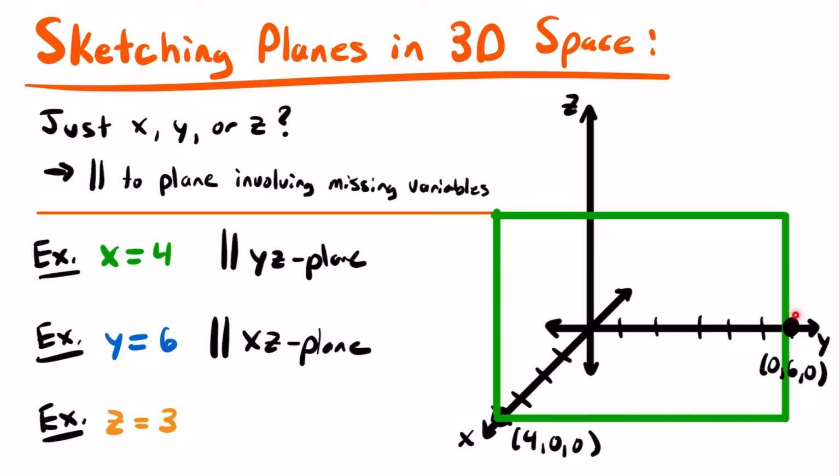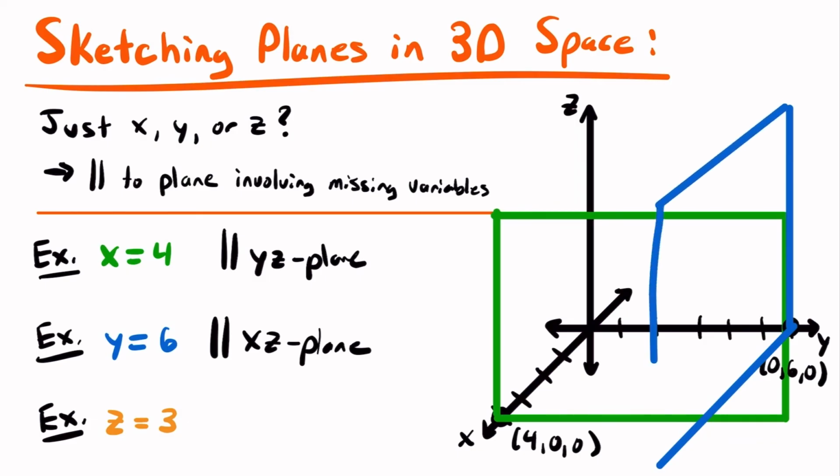Our plane cuts through that point and is parallel to the xz plane, which means it's parallel to both the x and z axes. So to sketch that plane, we will draw lines from that intercept that are parallel to the x-axis and z-axis, and then connect those lines. Okay, that's the simplest way to go about sketching that plane.